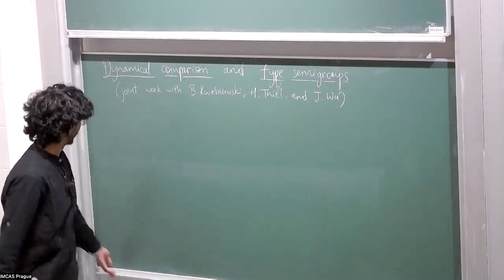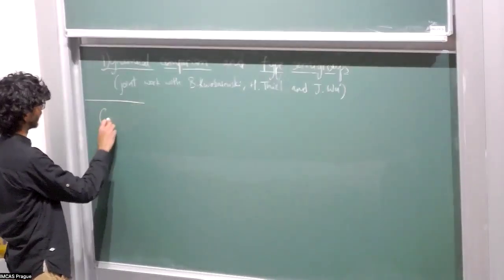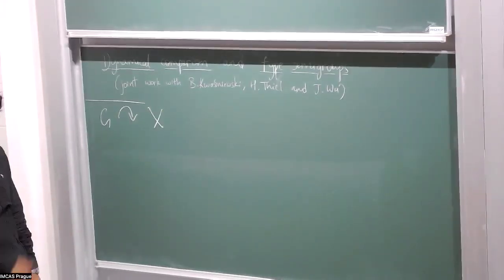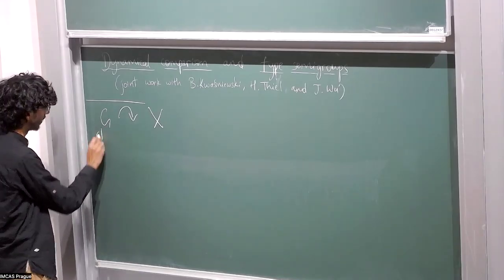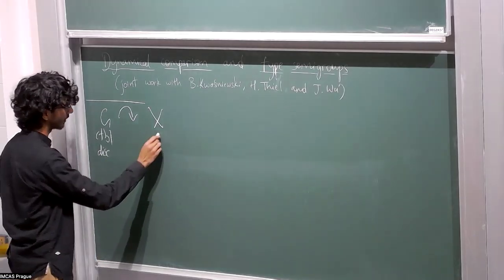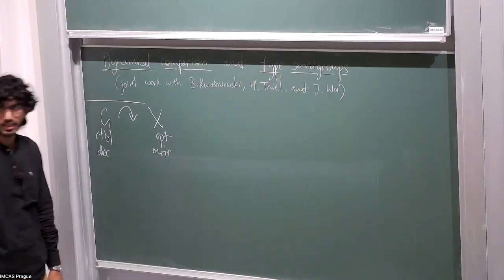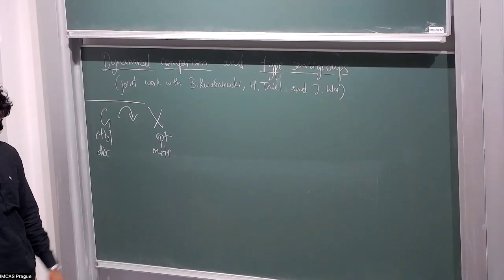So, maybe just to fix the notation in the beginning. As Aaron said, I'll consider groups acting continuously on topological spaces. My groups will be countable and discrete, and my spaces will be compact and metrizable. Five minutes from now, I'll assume that all my actions are minimal, but for the first couple of definitions, that's not required.